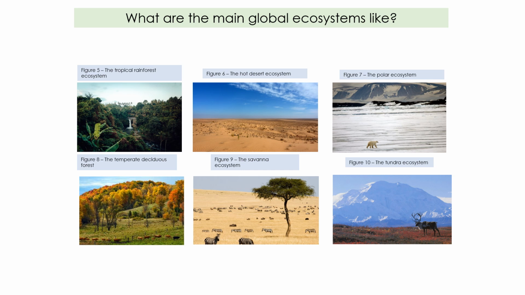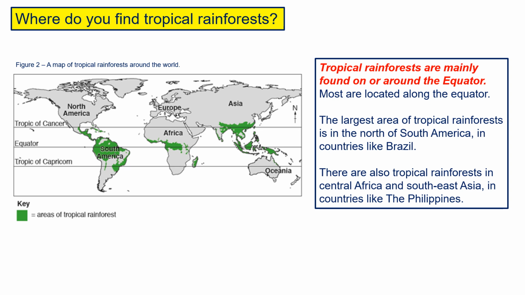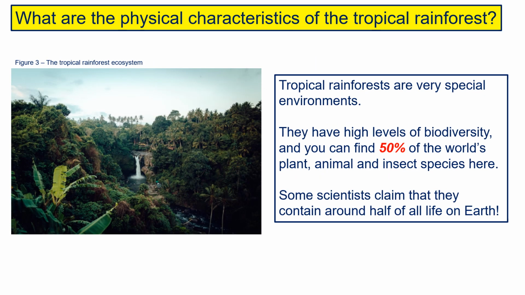So let's move on to tropical rainforests. So tropical rainforests are found mainly on the equator. The largest area of tropical rainforest is in South America, and this is known as the Amazon. We study the Amazon and we look at the Brazilian Amazon in detail. The characteristics of a rainforest is very, very high biodiversity. Over half of the world's plants or animals and insects are found within this region.